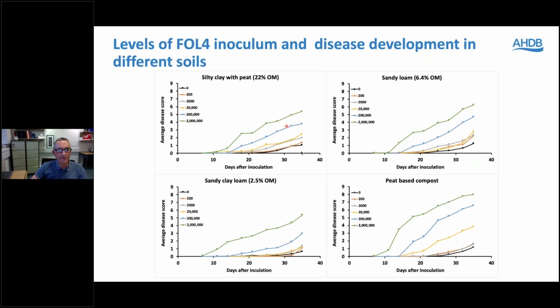But we can begin to establish some thresholds for disease. So anything around 2,000 spores or below, disease progression's pretty slow. And what we're trying to do now is relate these results to the results of our qPCR test. So if we do a qPCR test on soils, we will hopefully be able to estimate what the risk of disease occurring is.